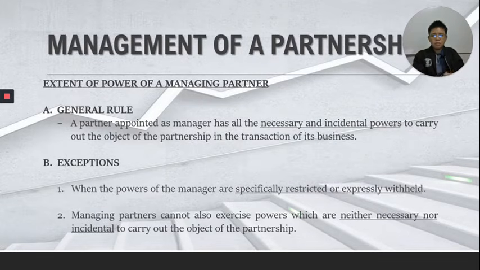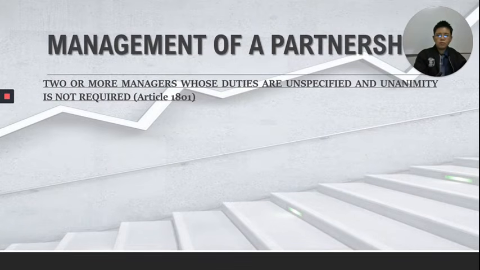What else? Managing partners cannot also exercise powers which are not necessary or not incidental to the objectives of the partnership. Outside na ito ng powers given to your managing partners. What about in 1801? In 1801 and 1802, remember, 2 or more managers are appointed. So the appointment of the managers may be in the articles of partnership or subsequently after the Constitution or even verbally. But in 1801 and 1802, what you have to remember is that there is a plurality of managers. 2 or more ang inappoint.